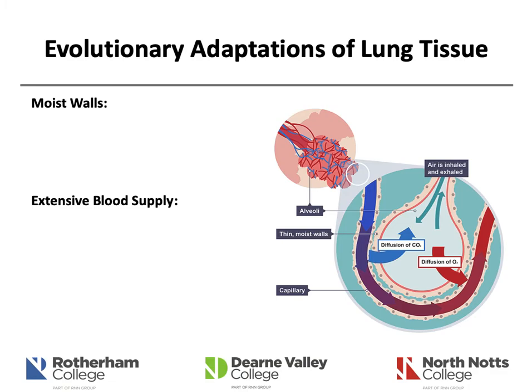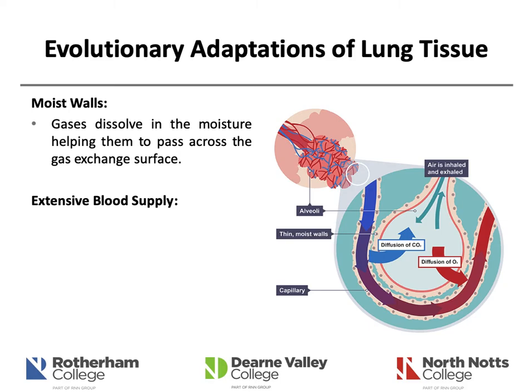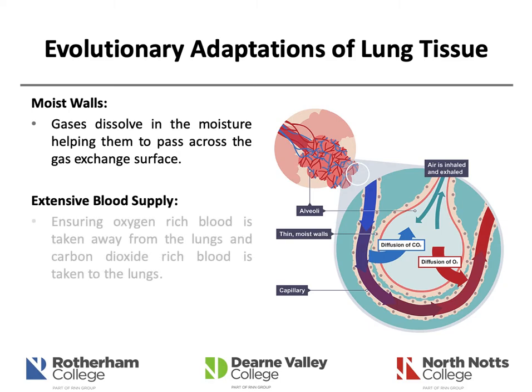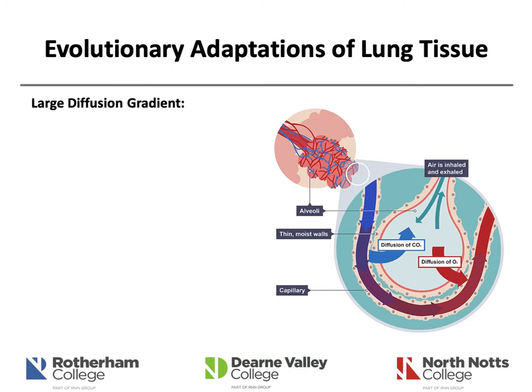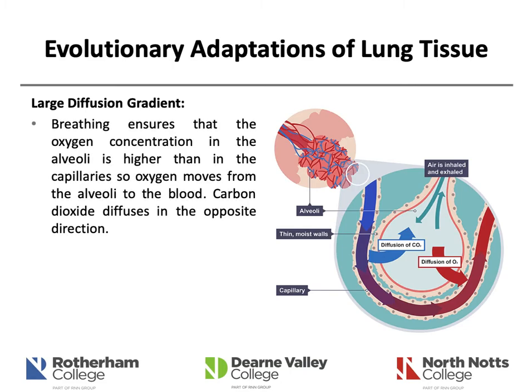Other evolutionary adaptations include having moist tissue and cell walls. So this enables gases to dissolve within this moisture to help them pass through, and also the extensive blood supply. So ultimately, 1/5 of our blood, or thereabouts, is taken to the lungs to participate in gas exchange, as well as having a large diffusion gradient as well.